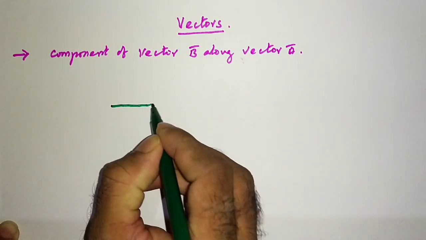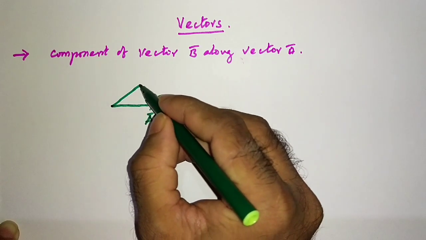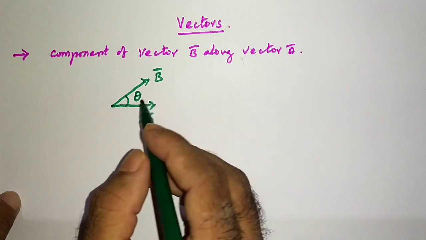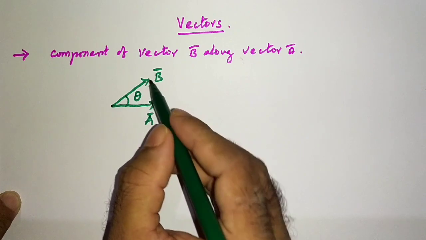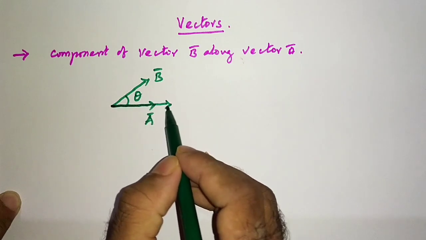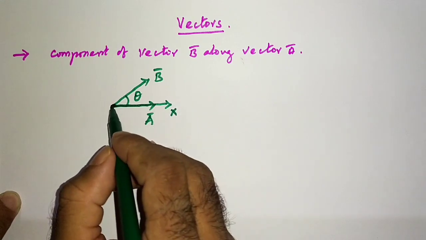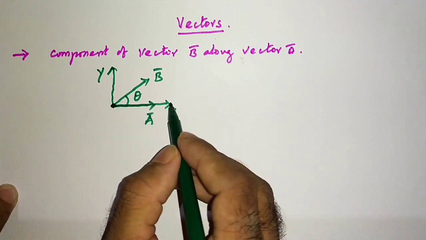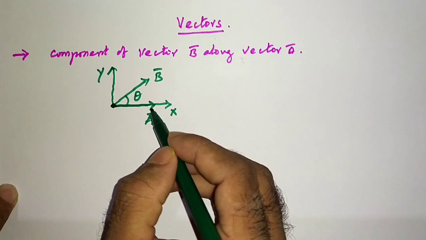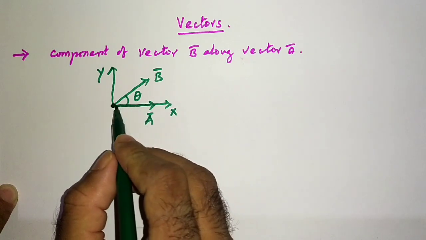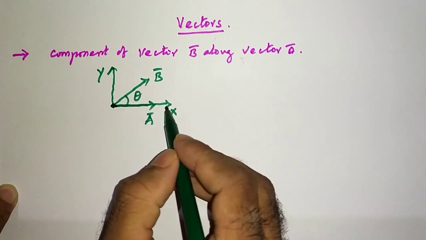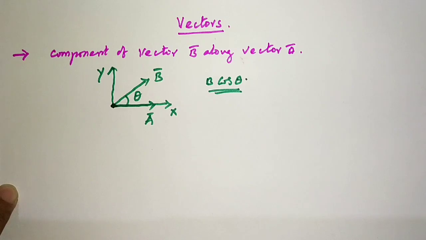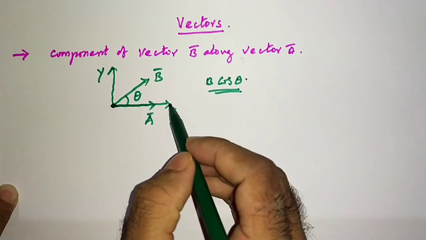Suppose this is a vector A and this is another vector B, which makes an angle theta with the vector A. I am going to draw a coordinate system by taking the tail of the B vector as the origin, so that this is the x-axis and this is the y-axis. On A I am drawing the x-axis. That means I am taking vector A as horizontal. Now what will be the horizontal component of B? The horizontal component of B is B cos theta. Here B cos theta is the component of B along A.